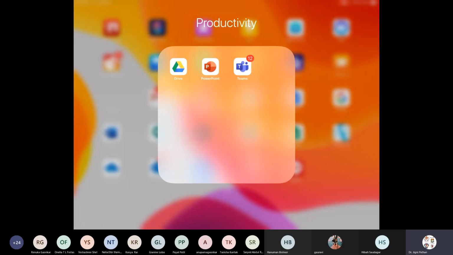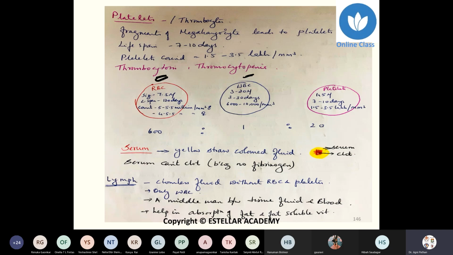Now quickly go through RBC, WBC, and platelets before we move on. Can you see my summary here? What I have made with the WBC, RBC, and platelets. I just need to look into this, and many of the things I'll be able to answer from here. And also, serum. What is serum? Yellow straw-colored fluid. Whenever there's a clot, around that you find serum. An important question is, can serum clot? What would be your answer? Can serum clot?